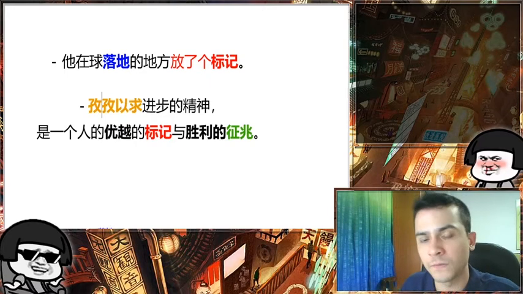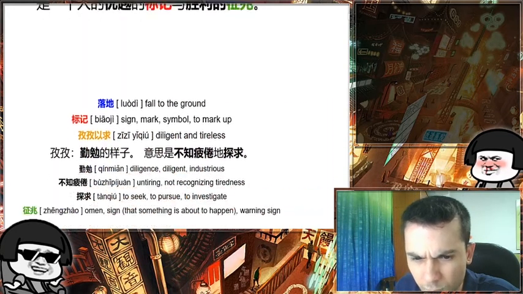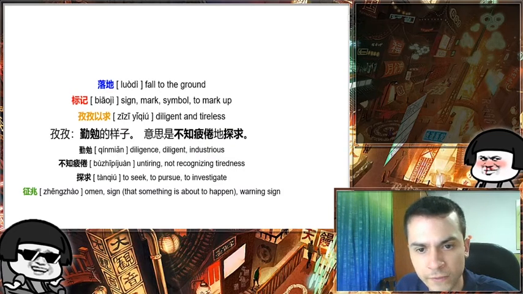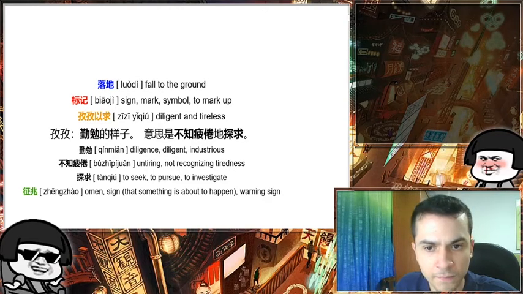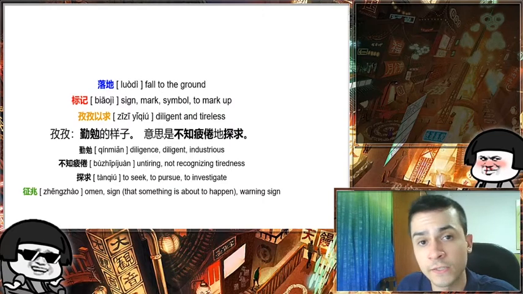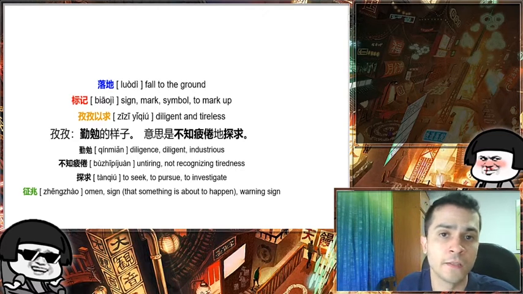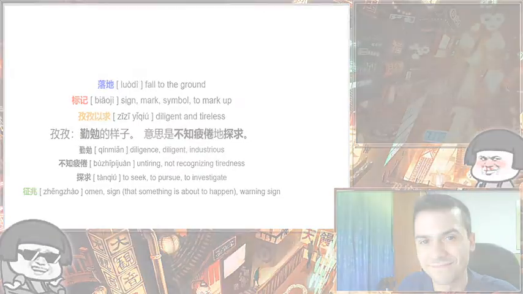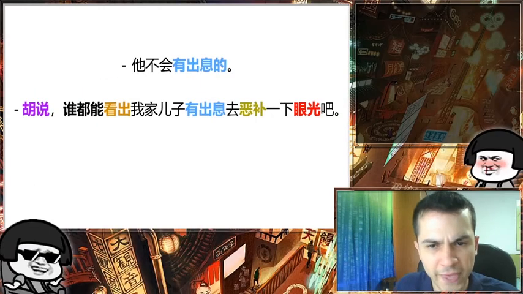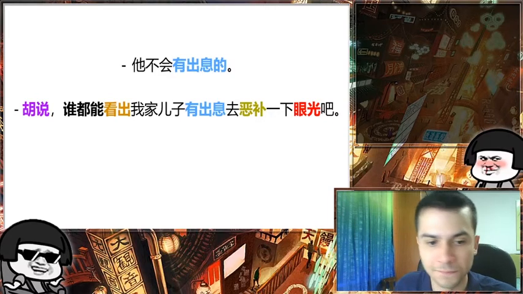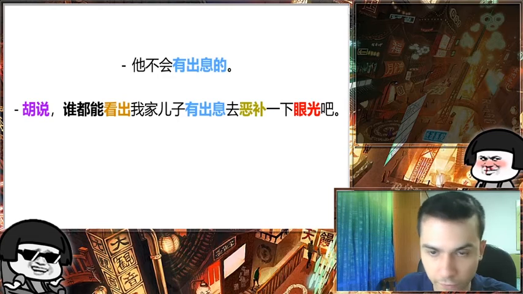So let's go back once again to the new vocabulary. So we have 陆地, to fall to the ground, 标记, a sign, a mark, 孜孜以求, to do something diligently and tirelessly. And then we have 征兆, omen, a sign that something is going to happen. Alright, so what do we have here now? Alright, so we have quite a few new words. Let's see what those are.